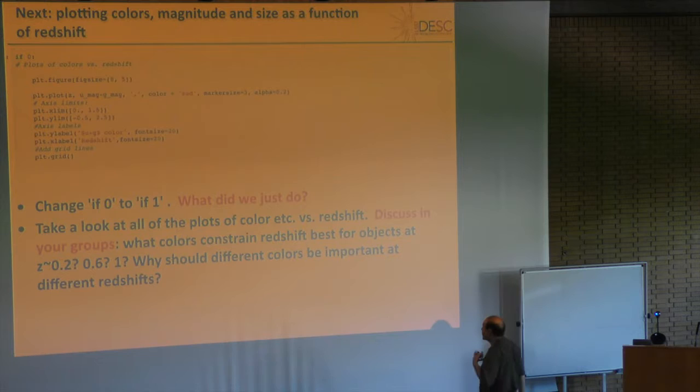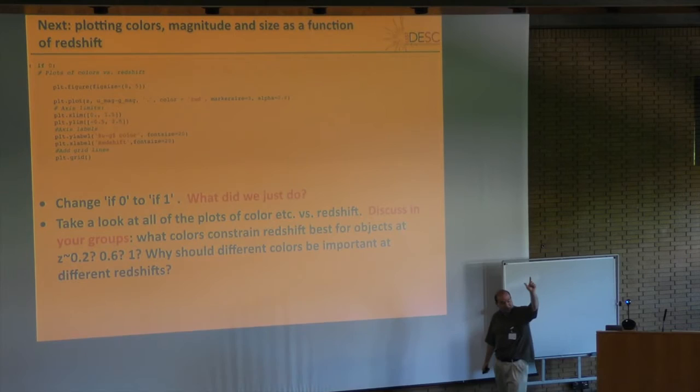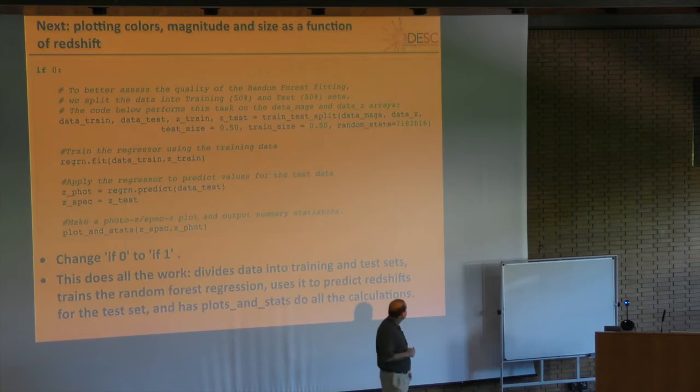So you should see that different colors are sensitive at different redshifts. And to first order, what you're seeing is that 4,000 angstrom break moving to longer and longer wavelengths as you move to higher redshifts. So it goes from being between the U and G band at very low redshifts to G and R, R and I and Z, Z and Y. Okay. So now we'll do a photo Z.